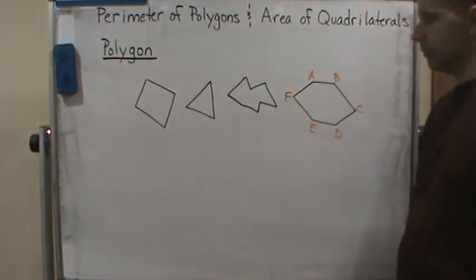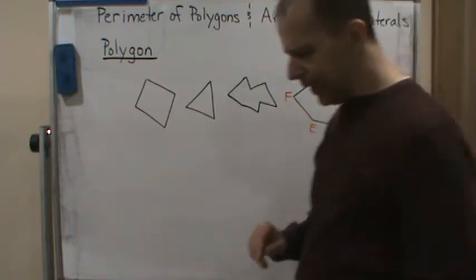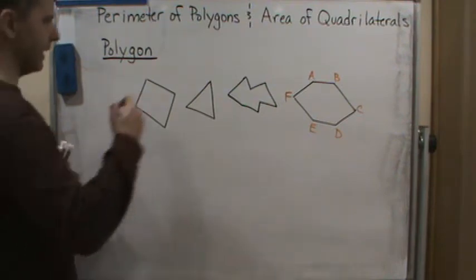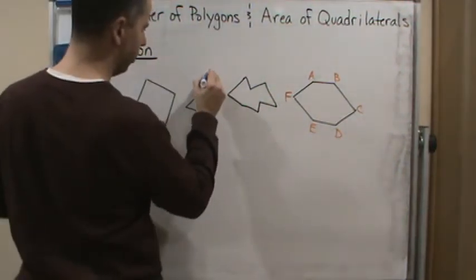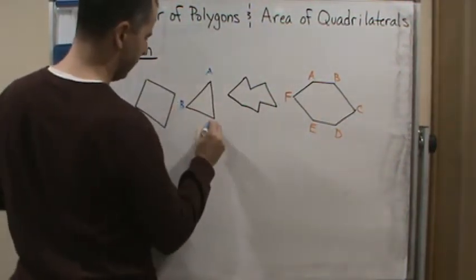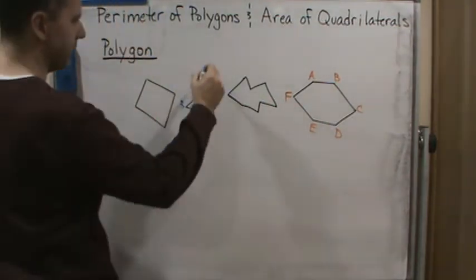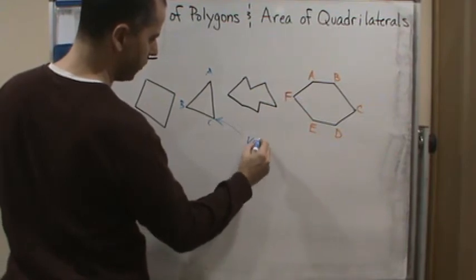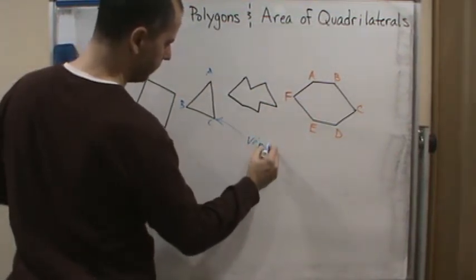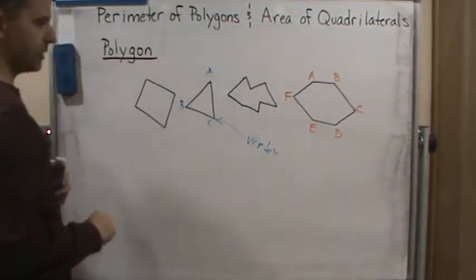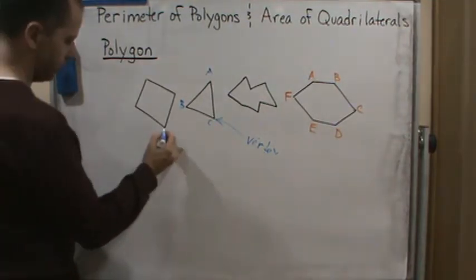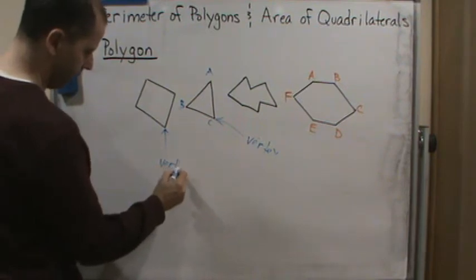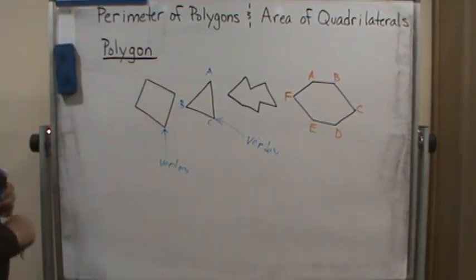Okay, now a couple things to also remember is each one of these, for example, A, B, C. So each one of these are called vertices or a vertex. Okay, the vertex of a polygon. So this would also be a vertex.